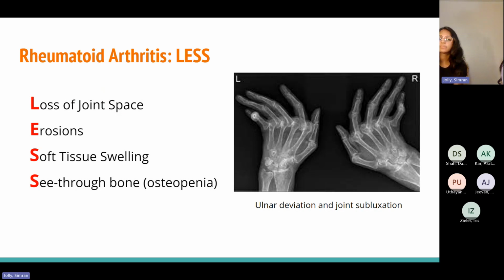So again, LESS is the mnemonic we use. So loss of joint space. You can see there's a lot less joint spaces in here. All the hand bones are kind of squished together. There's erosions, soft tissue swelling, which you might be able to see more obviously in something like a knee X-ray, and see-through bone, so osteopenia.